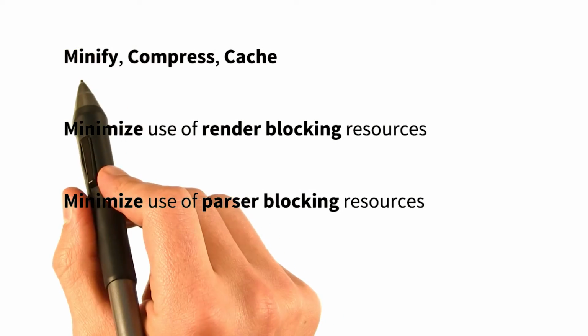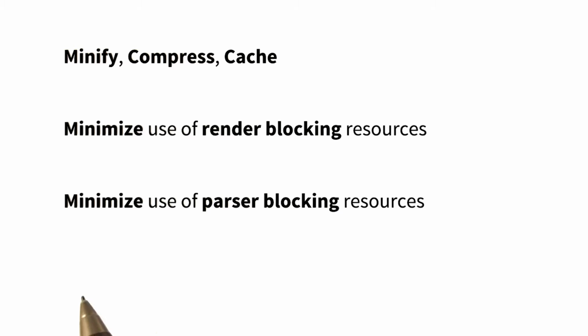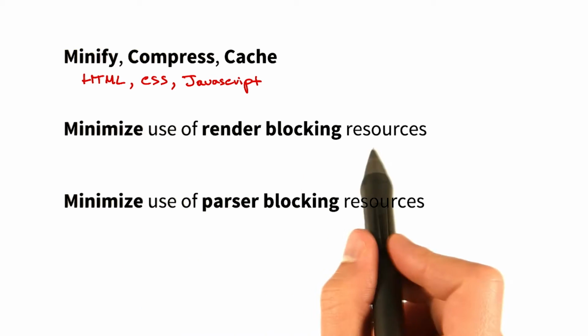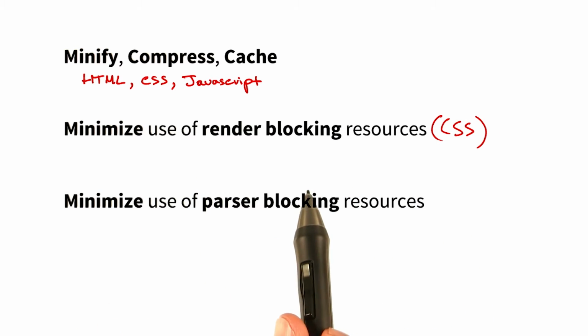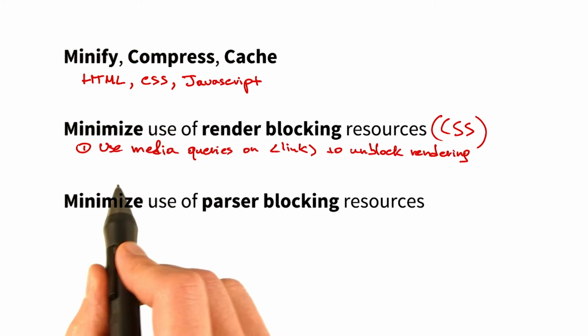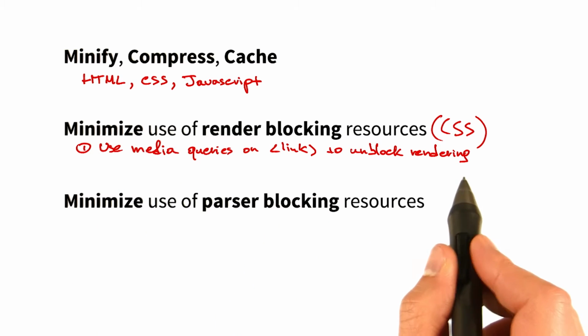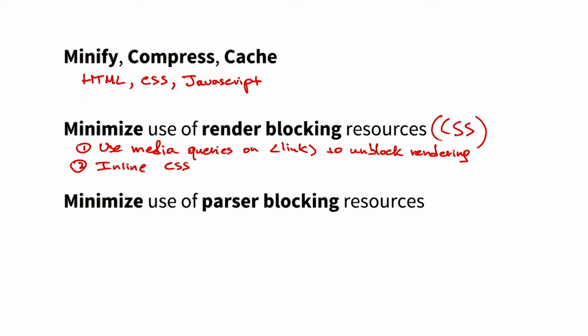Huh? So what do you mean? Well, let's take a look. First, we talked about minifying, compression, and caching. All 3 techniques apply to HTML, CSS, and JavaScript. Next, we know that some resources, namely CSS, will block rendering. To optimize this, we talked about 2 strategies. Use media queries on link to unblock rendering, and inline CSS.